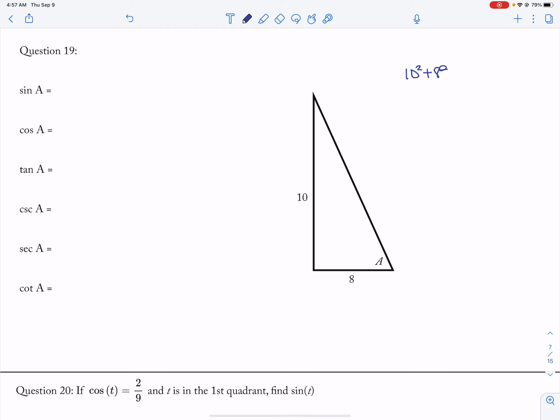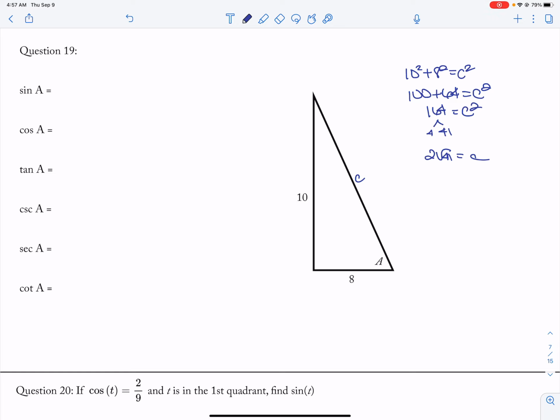Okay. Here we're going to do some trig. So 10 squared plus 8 squared is equal to c squared, so 100 plus 64 is equal to c squared, so 164 is equal to c squared. Pull out a 4, so then that's 4 and 41. So then 2 root 41 is equal to c, because I square root both sides.